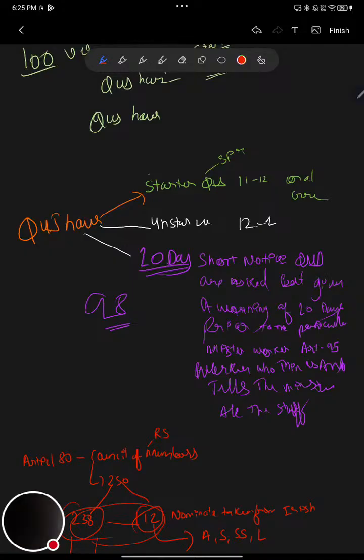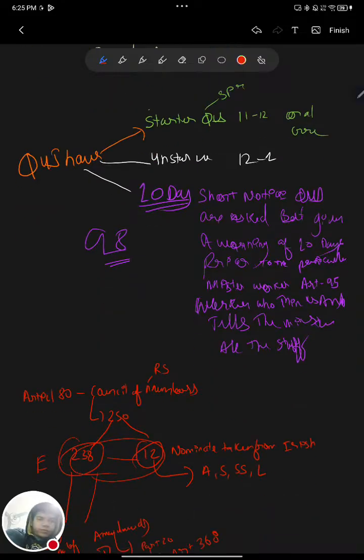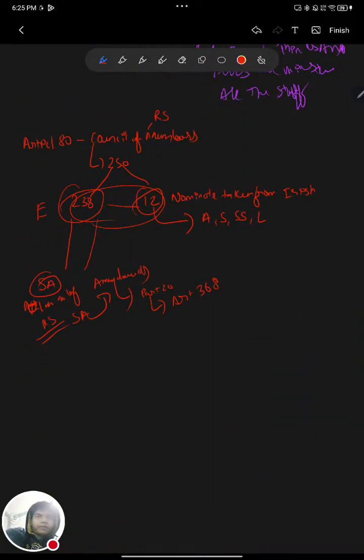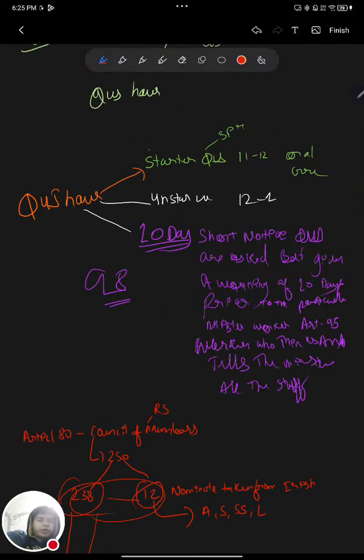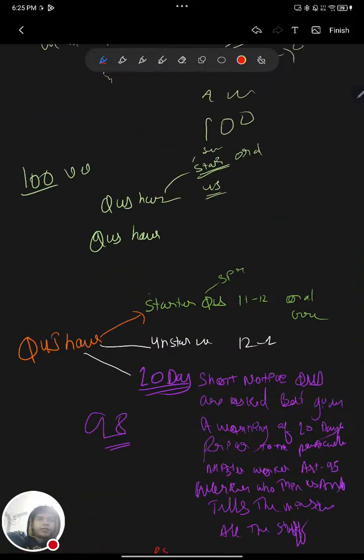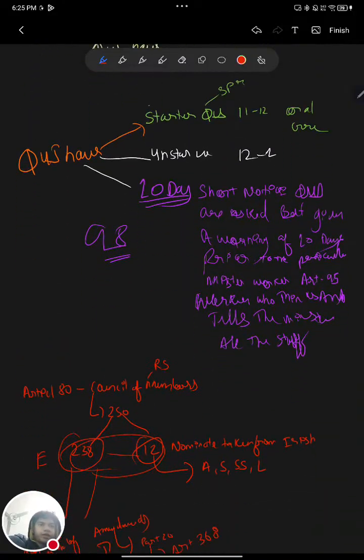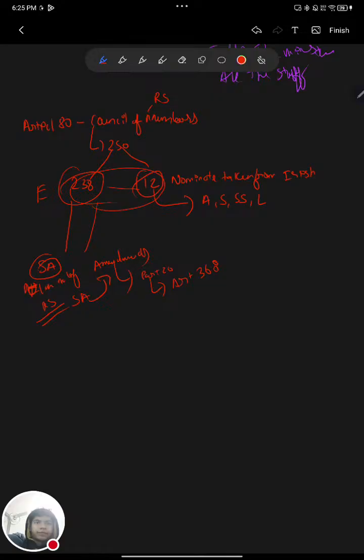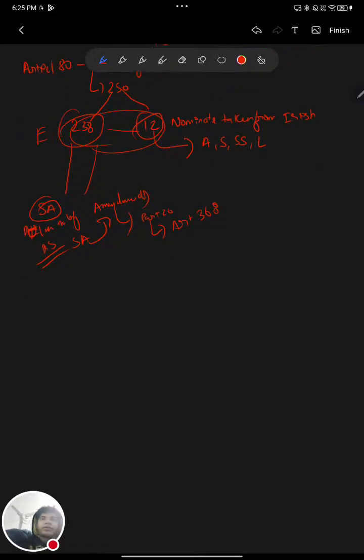Now I was talking about question hour. The starred questions start at 11 o'clock, and the unstarred questions are 12 to 1, in white color. A starred question is one in which there can be supplementary questions too, and the short notice one is a 10-day notice, and notice would be sent to the council they are holding.